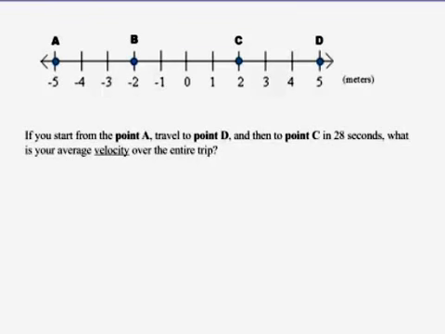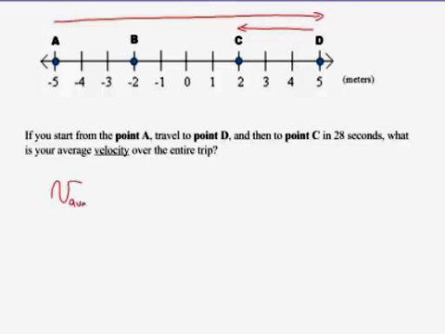So in this problem, we have an object that's moving along the x-axis, and it's going from point A to point D to point C. And that takes 28 seconds. And we want to calculate the average velocity over the entire trip. So again, the definition of average velocity is the displacement x2 minus x1 divided by the time interval. And so the object is starting when t equals 0, and so when it reaches point C, the stopwatch is going to read 28 seconds. So the time interval that we're looking at here is 28 seconds.